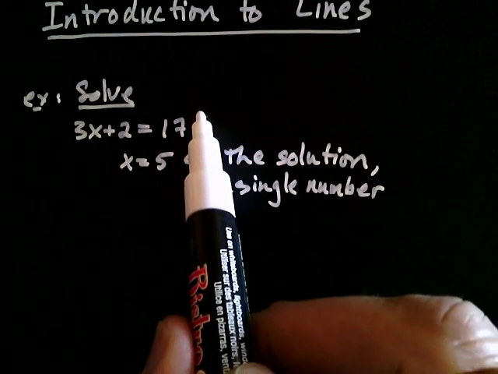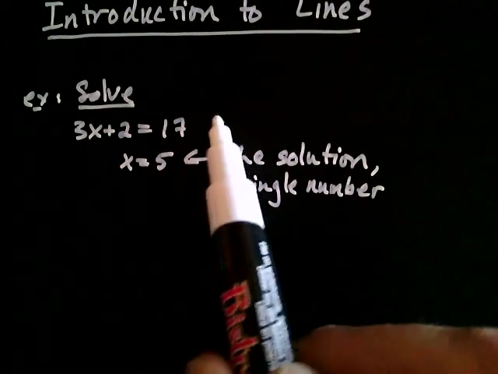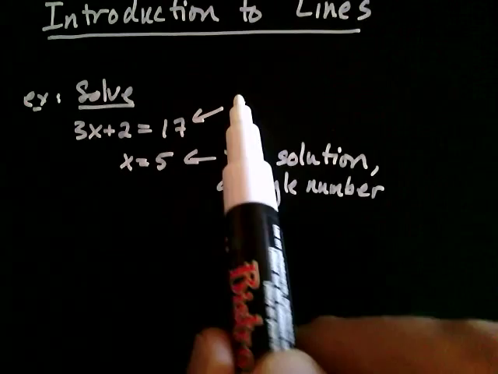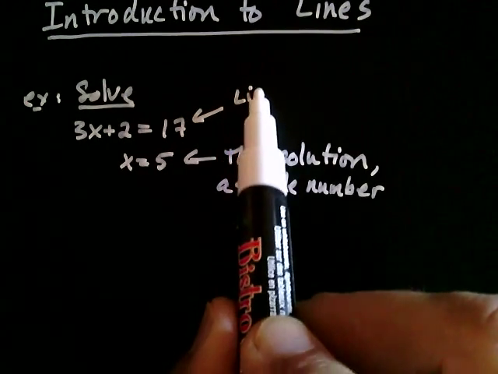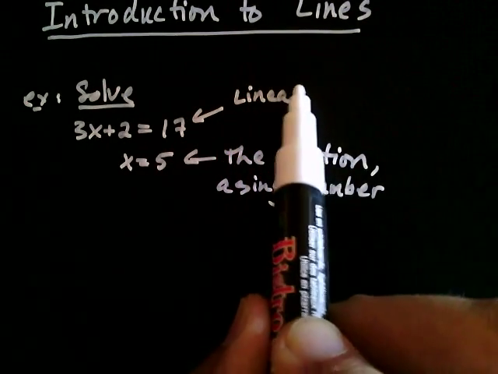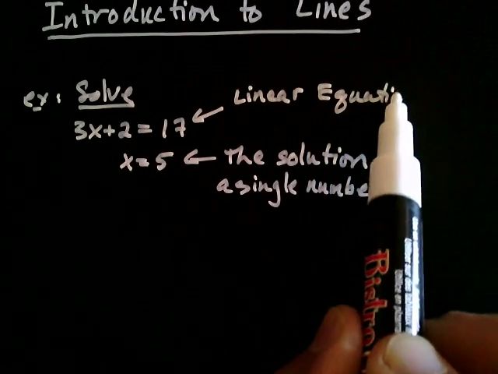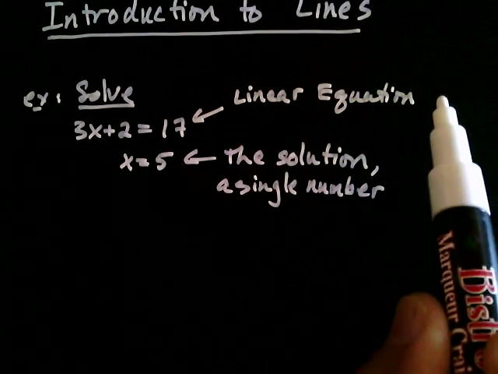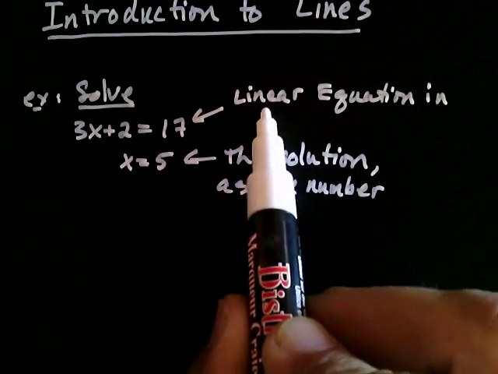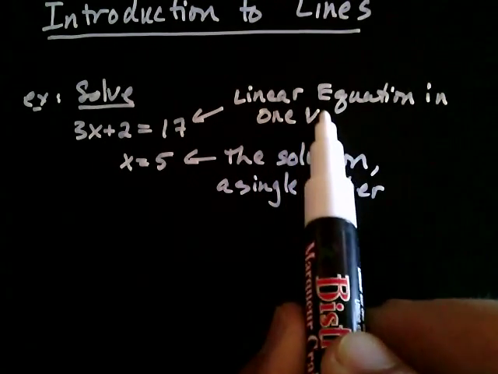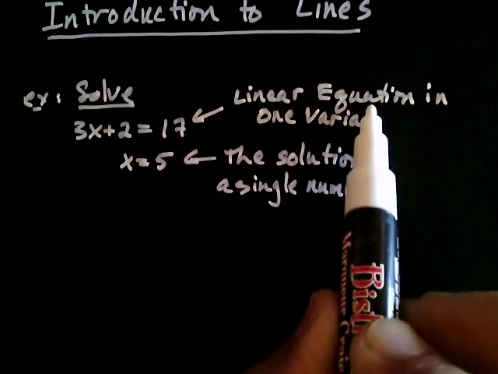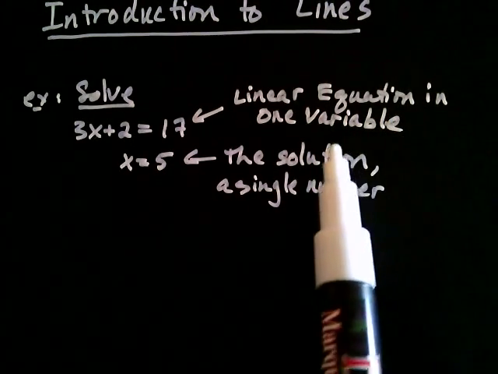This equation, the equation we just solved, has a special name. It's called a linear equation in one variable. So let me write that down. This equation is called the linear equation, we say, in one variable. So some special terminology associated with that equation.